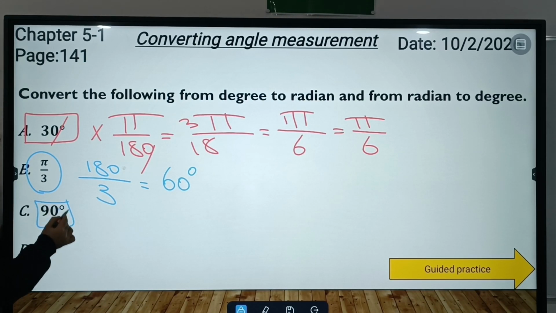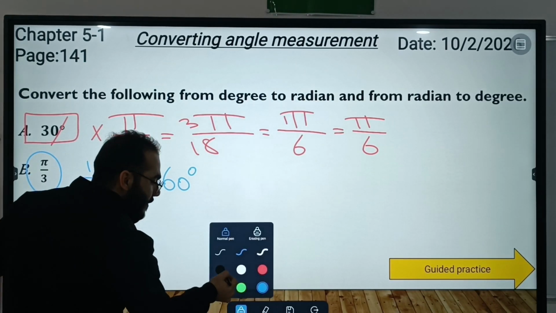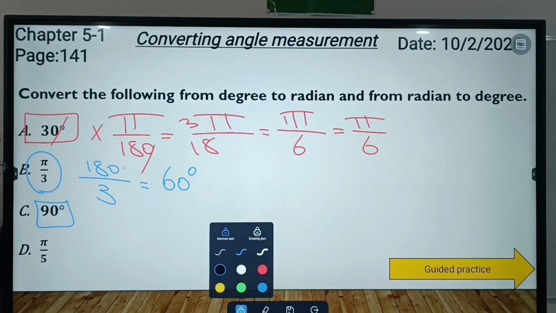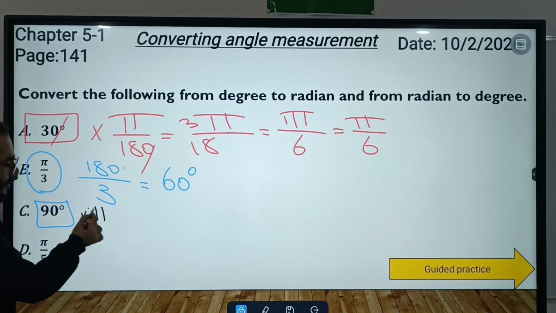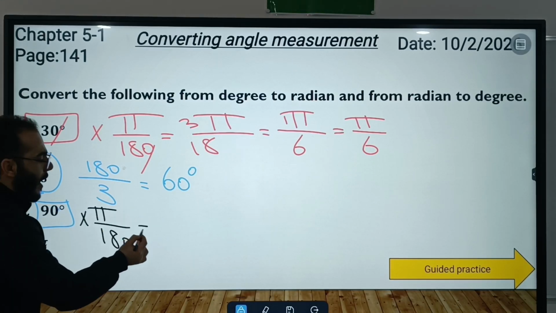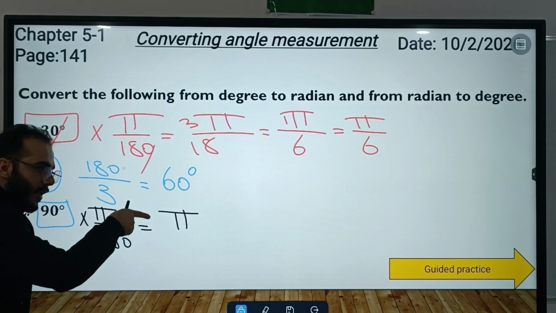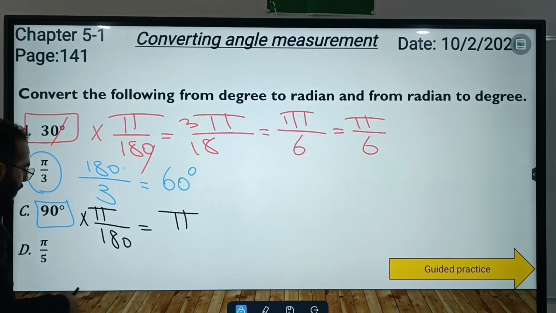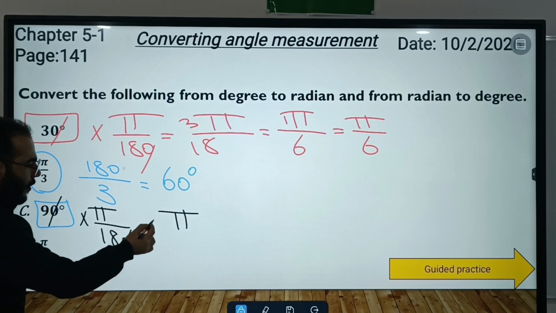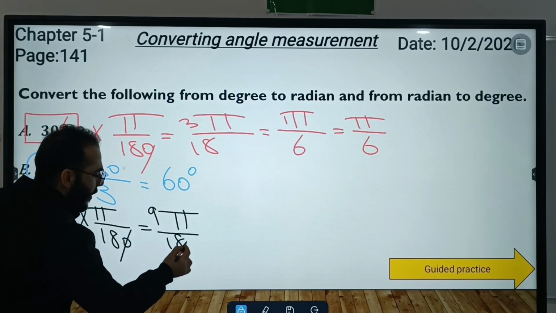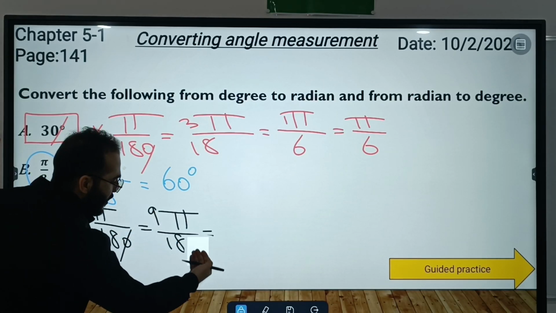Okay, again, degree is given. We said we are going to multiply by what? Pi over 180. So multiply by pi over 180. Pi will stay because we are going to turn it to radian, and in radian unit, we have got pi. What will remain? 0 will go with 0. 9 over 180 will remain. Oh, sorry, 18 will remain.